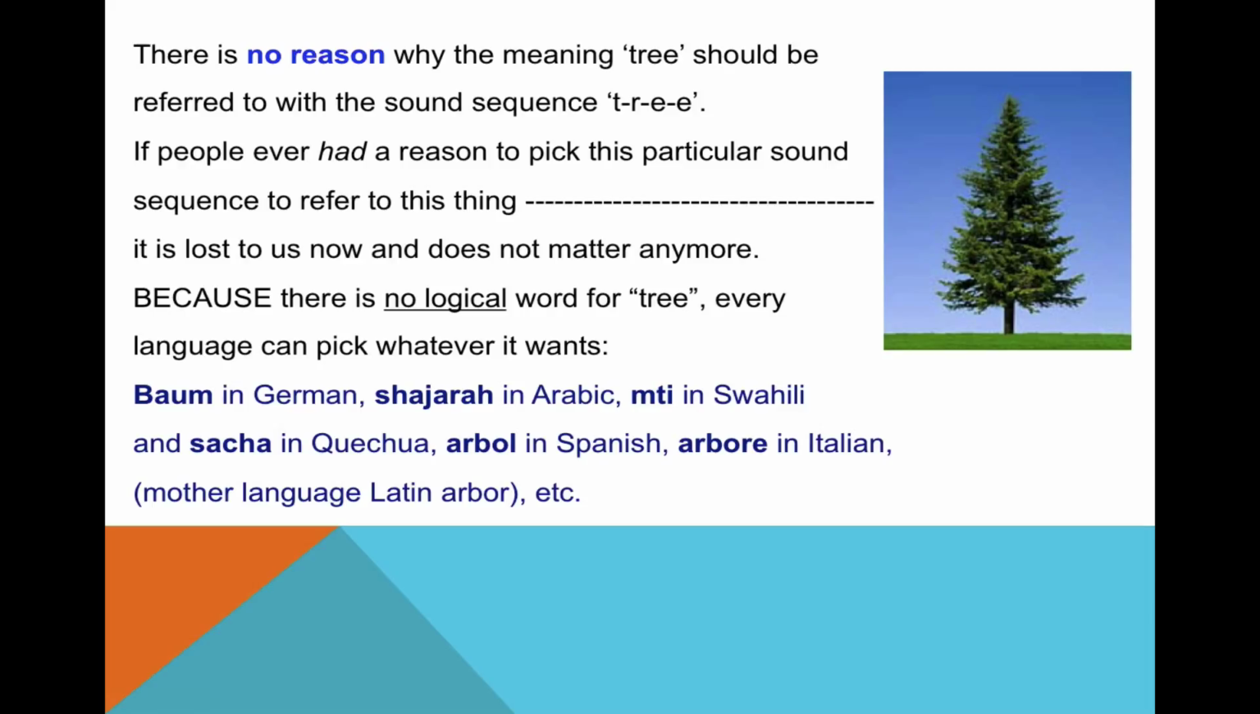Arbol and albero are similar because Spanish and Italian are sister languages. They both developed out of their mother language Latin, and Latin had the word arbor. So these three cluster together as a language family. But still, there is no logical reason why you would call it either a tree or a baum or shajara, mti or sacha or arbol. You could call it Rodney, okay?